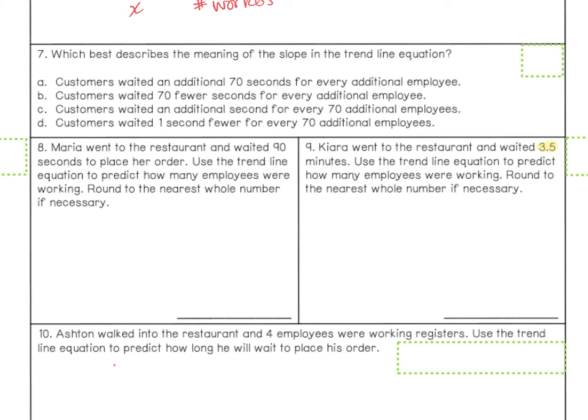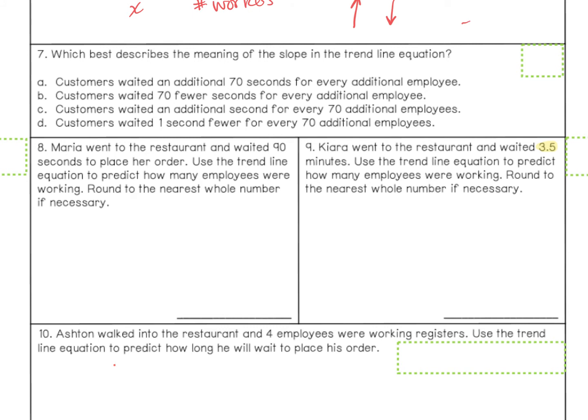So also, going back to number 6, it would also be negative because if you think about it, the more people that are working, the less weight the customers have. And because these are opposite, it's a negative association. But anyway, moving on to number 7.